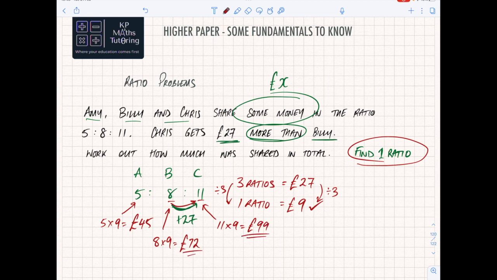Double check that you're right, because what we know is the difference between these two should be 27. Well, the difference between 72 and 99 is £27, so I know my answer is correct. Okay, so that's an example of a ratio question where you have more than. You could also see it where someone has less than, and you don't know the actual total to start with. So it's really important that you get your head around that.